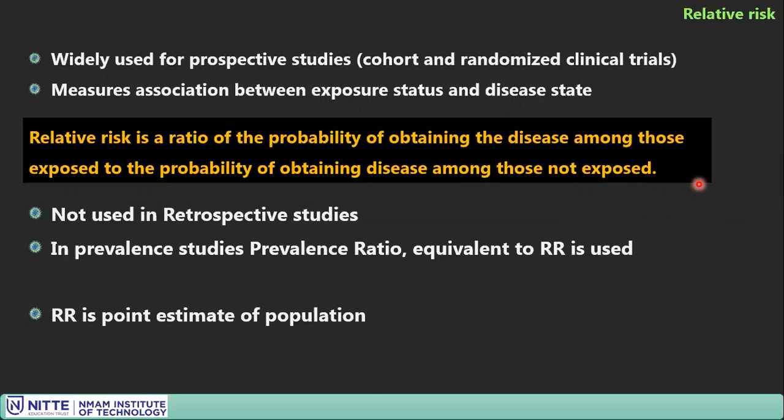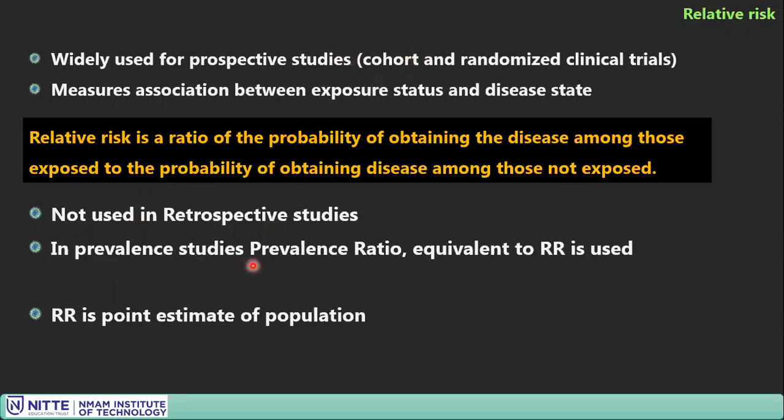It's a relative measure. So a relative risk is a ratio of the probability of obtaining the disease among those who are exposed to the probability of those who are not exposed. So it's a relative ratio between the two cases. Now this is not used in retrospective studies. It is used only in cohort studies, that is prospective studies only.